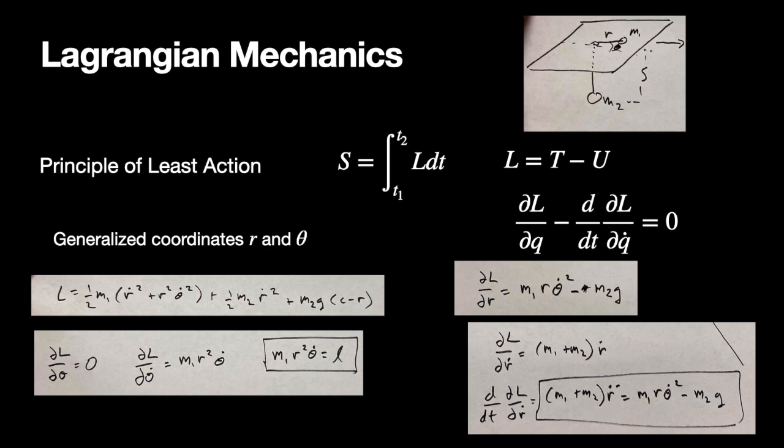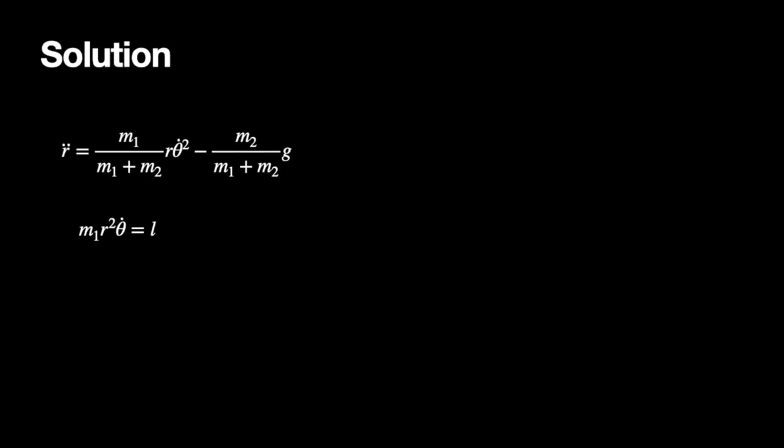We want to now model this solution because we have an expression for r double dot, and we have an expression for theta dot. So how do we actually make a visual representation of this whole thing? So here's my solution. This is the same thing as on the previous page. So r double dot, and then I have an expression for theta dot.